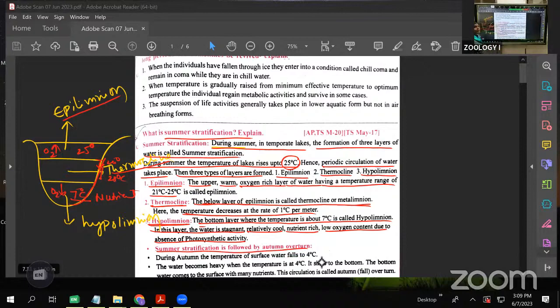Next, the summer stratification is followed by the autumn overturn. In temperate lakes, two overturns occur. One is the spring overturn, and one is the autumn overturn. Clear? We will see how it happens.